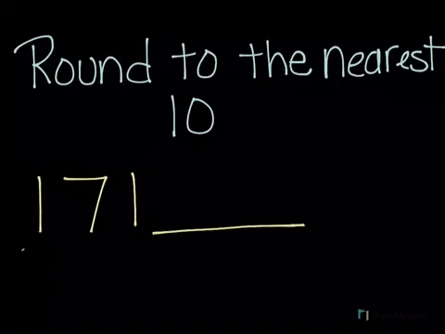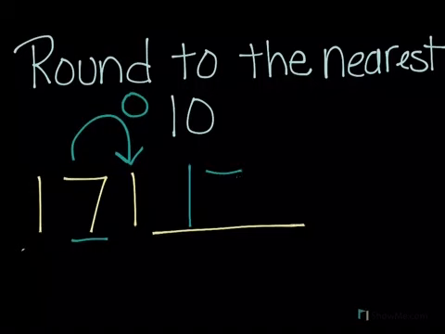Let's look at another example. Round to the nearest 10. I'm going to underline my tens place, draw an arrow to the right. This time it's a 1. So if it is less than 5, I'm just going to make it a 0. In this case, 1 is less than 5, so this would round to 170.